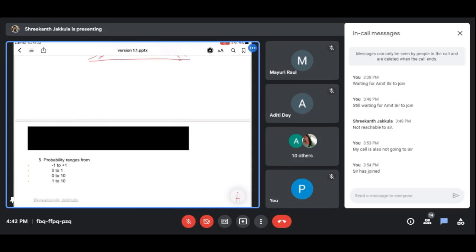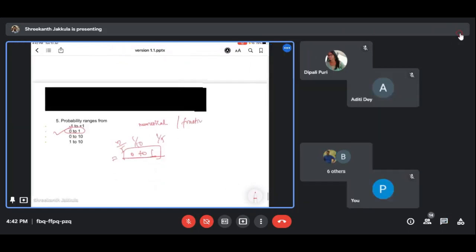Probability ranges from -1 to +1, 0 to 1, or 0 to 10? Yes, 0 to 1 is correct. Probability is always numerical or a fraction. Whatever you are writing, as 1 by 4 or 1 by 10 or 2 by 5, it always comes under the value 0 to 1.